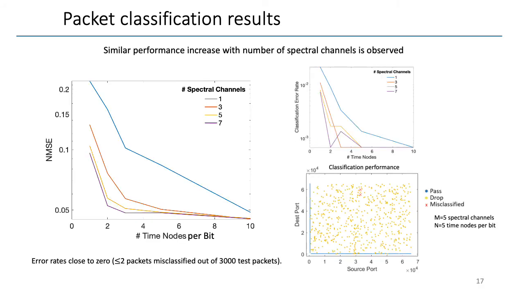Here are results for the simulated performance on the IP packet classification task. We see a similar pattern where the reservoir performance improves rapidly with an increasing number of spectral channels. The classification error rate is shown in the upper right, and we see that the error rate quickly falls to extremely small values for multiple spectral channels. In the case of 5 spectral channels and 5 time nodes per bit, only 2 packets out of the 3,000 test packets are misclassified, which is shown graphically in the scatter plot. So in this simple packet classification task, the reservoir computer performs very well.